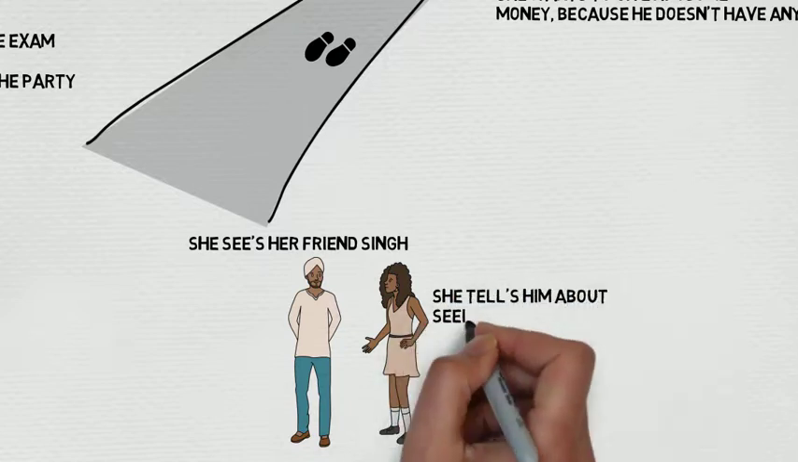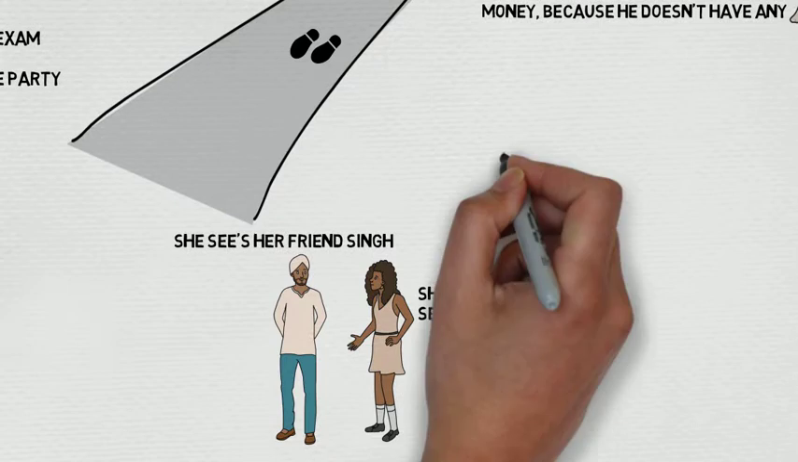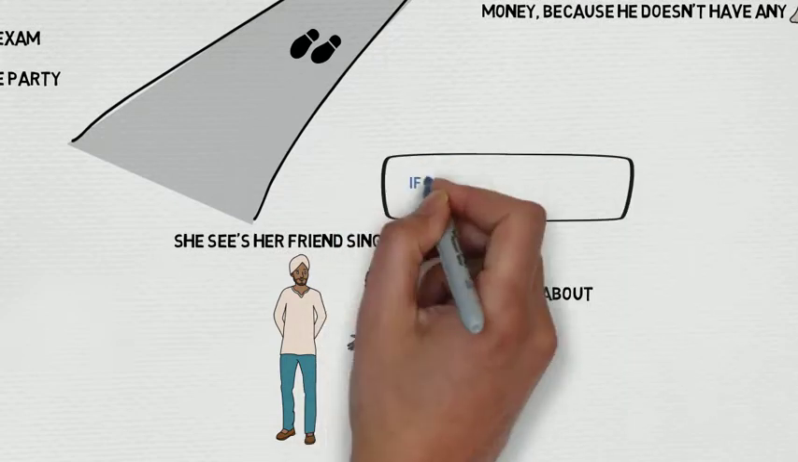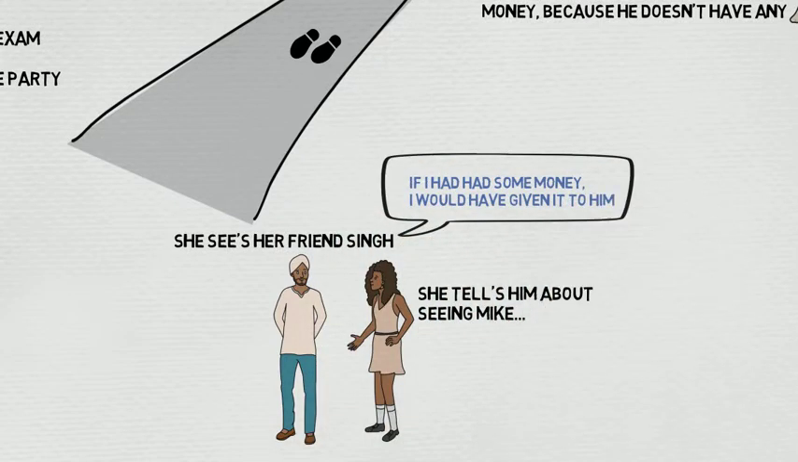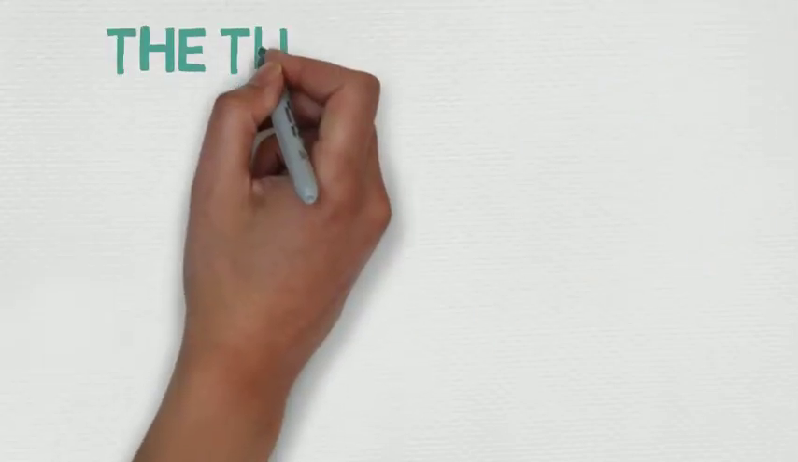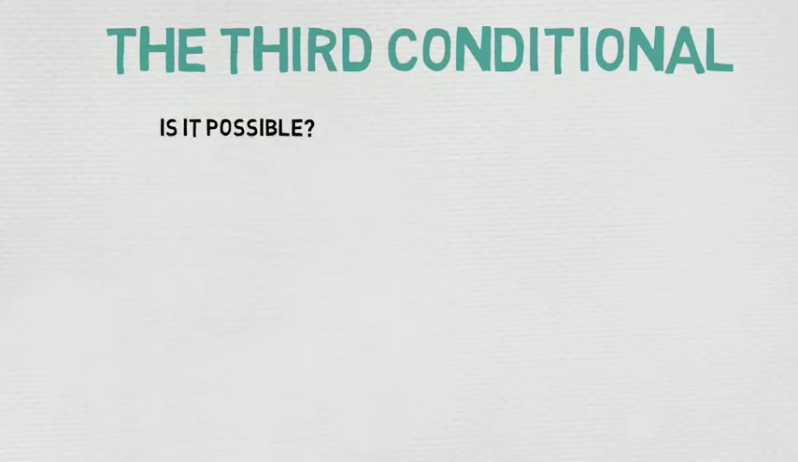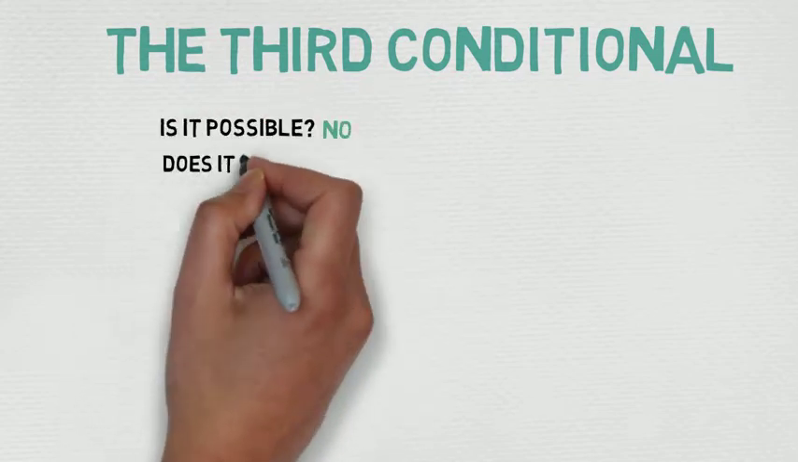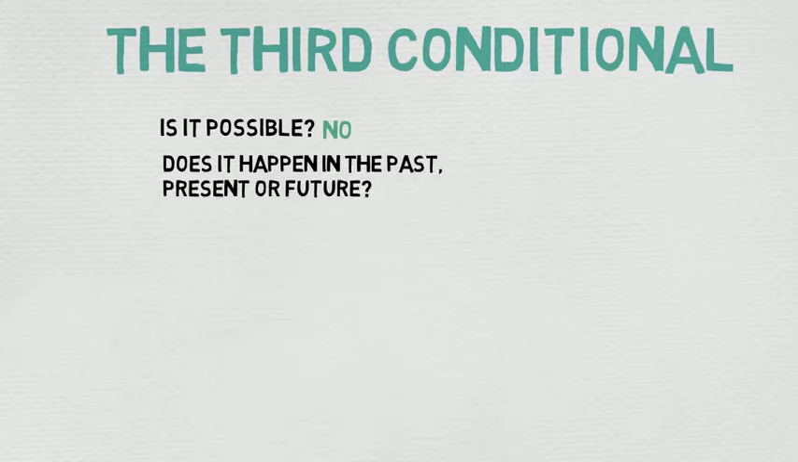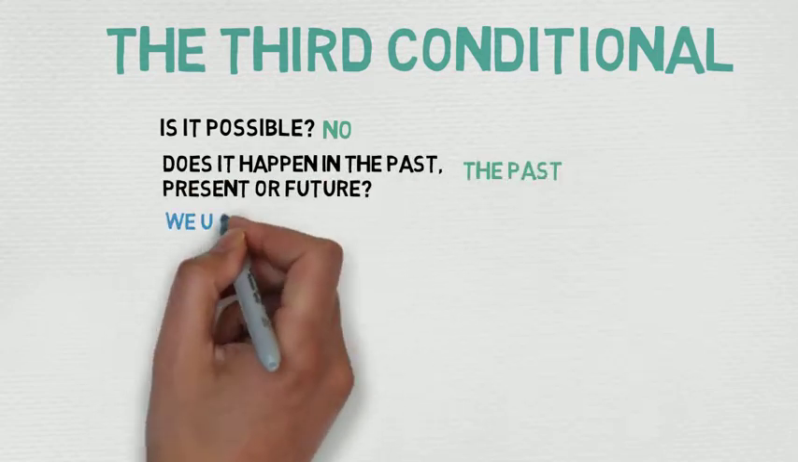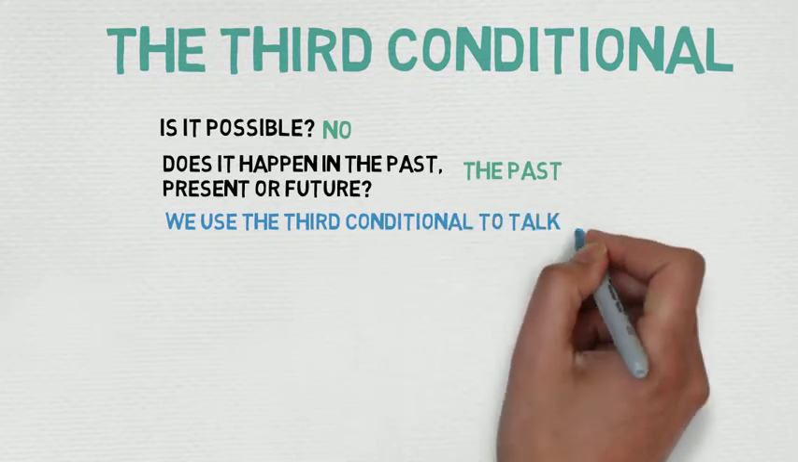So she's going to tell Sing about her conversation with Mike and what happened with him. So what does she say? She says, if I had some money, I would have given it to him. That's not a typo. If I had some money, I would have given it to him. So this is the third conditional. Is it possible? No! Does it happen in the past, the present, or the future? The past. This is different from the second conditional because it happens in the past.